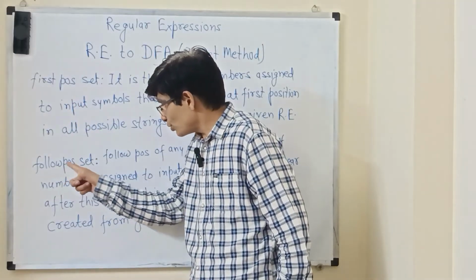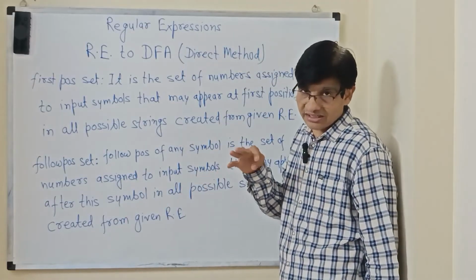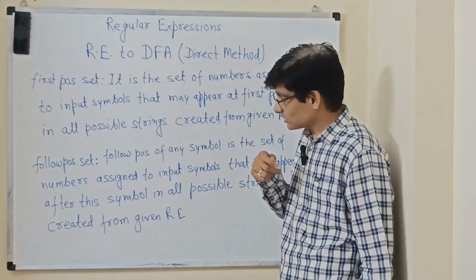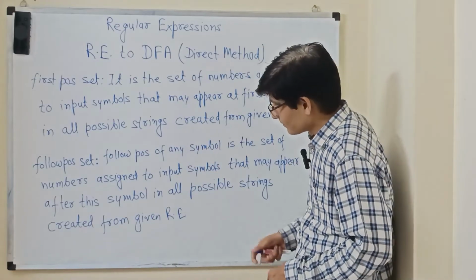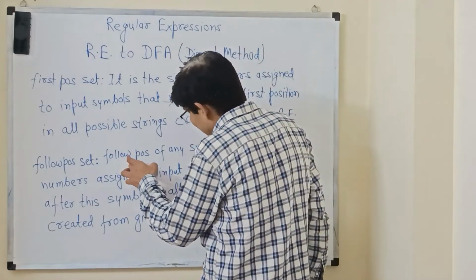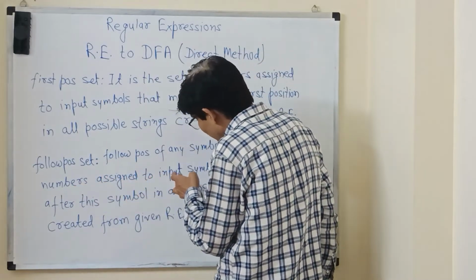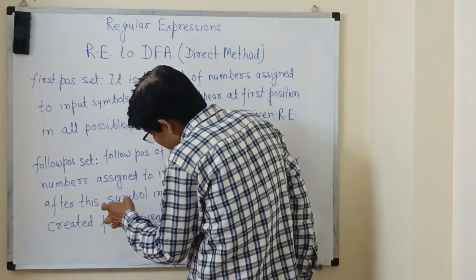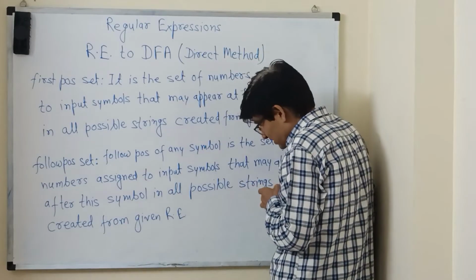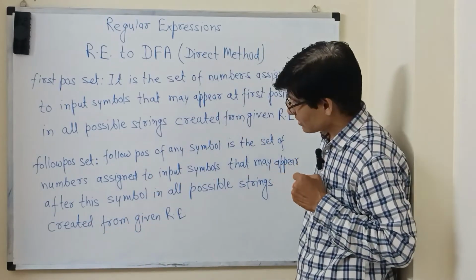Now followpos is found for each input symbol, that is, for each number we have assigned to an input symbol. For all input symbols we find the followpos set. The followpos set for any symbol is the set of all numbers assigned to input symbols that may appear after this symbol in all possible strings created from this given regular expression.